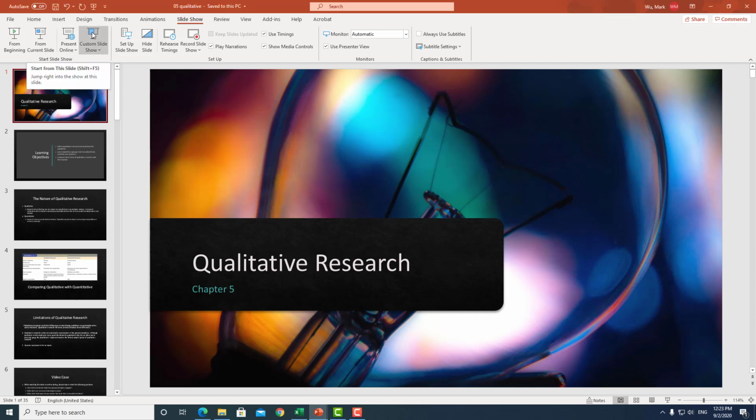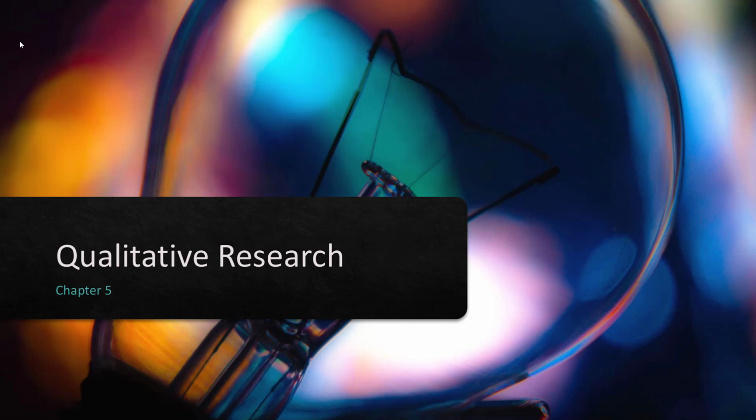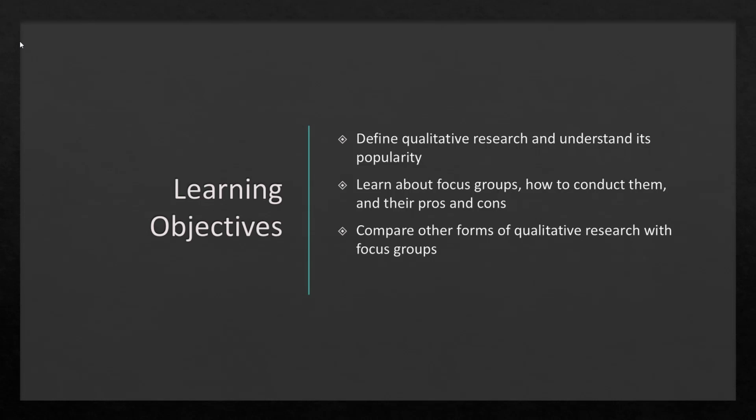Good morning, everyone. Today, I'm going to talk about quantitative research, chapter 5. First of all, let's take a look at our learning objectives. The first learning objective is to define quantitative research and understand its popularity. Second, to learn about focus groups, how to conduct them, and their pros and cons. Third, compare other forms of qualitative research with focus groups.